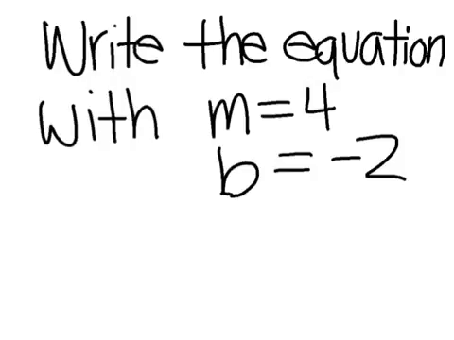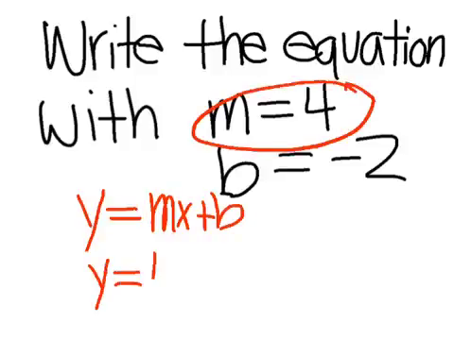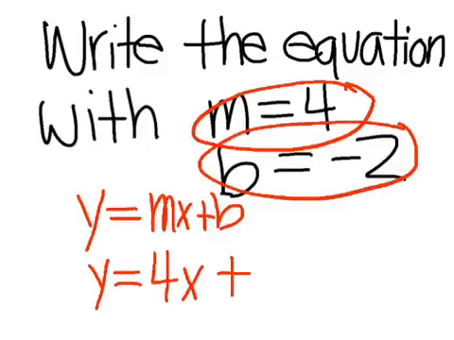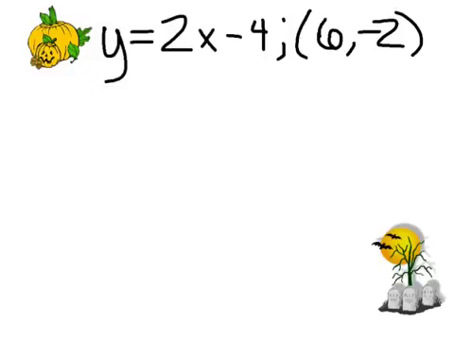Okay. All we need to do is plug this into y equals mx plus b. We plug in our slope, which is m. That's 4. Times x plus our y-intercept, which is negative 2. So our answer should be y equals 4x plus negative 2, or y equals 4x minus 2. Same thing.